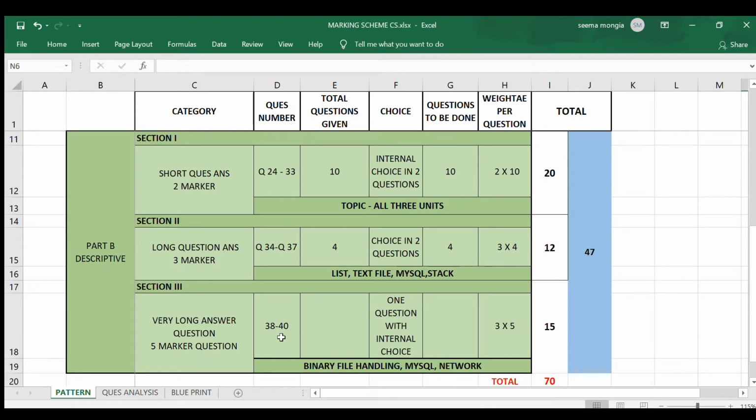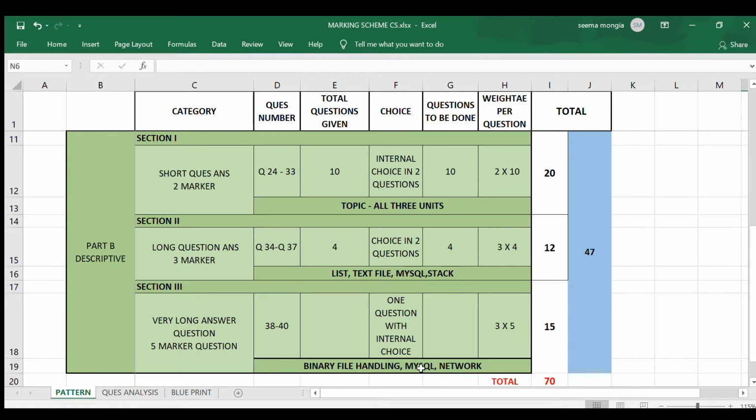And it is very well defined that these 5-marker questions will be from question number 38 to 40. So 3 questions will be given. 1 question will be for binary file handling. Another question will be from MySQL, and a third question will be from network. We must understand here that in binary file handling, it will be expected from us to write a program where 2 methods they will be asking you to write, which will be covering 5 marks.